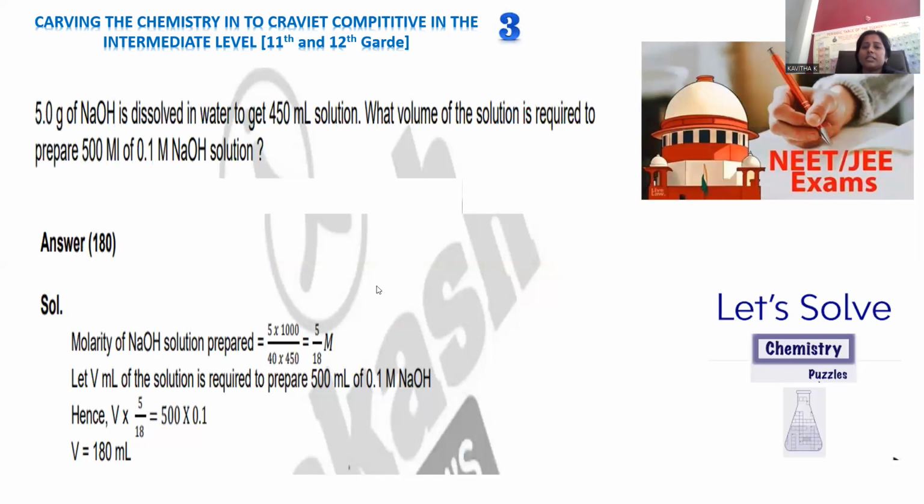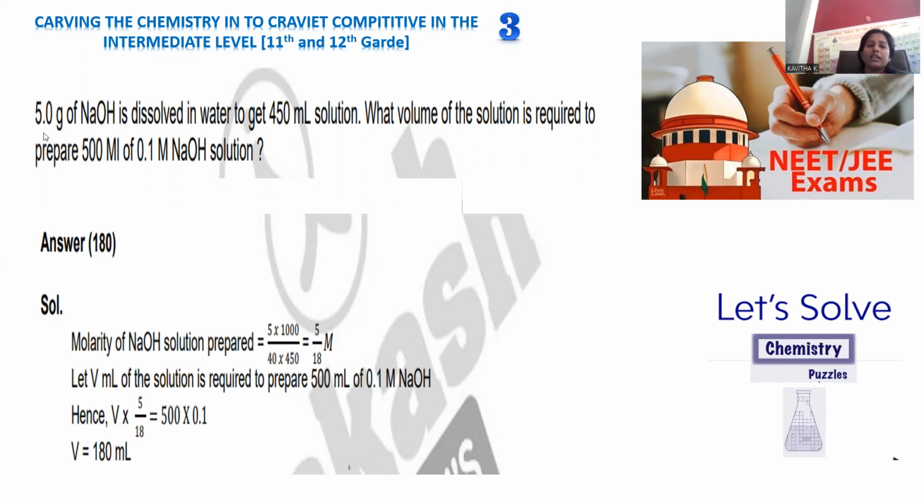Question number 3 is collected from JEE Advanced Examination question paper 2022, right? 5 grams of sodium hydroxide is dissolved in water to get 450 ml of solution. What volume of the solution is required to prepare 500 ml of 0.1 molar sodium hydroxide solution?